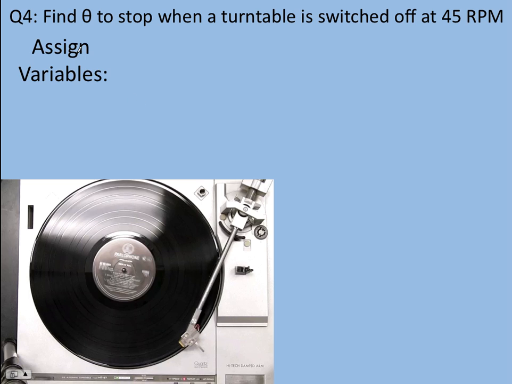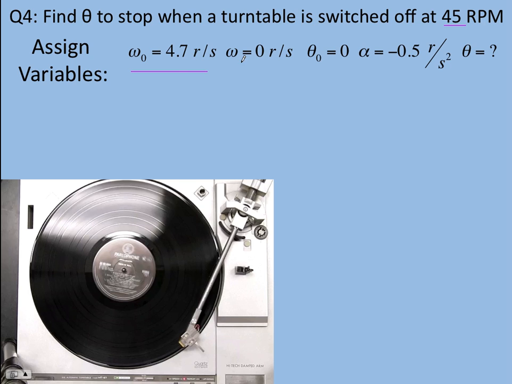And so assign the variables. And the initial is 4.7. We already converted 45 to 4.7. It says stop, so I know that means omega final is 0. It's worth writing that down. The initial position we'll just say is 0 wherever it's at. And alpha is still negative 0.5.